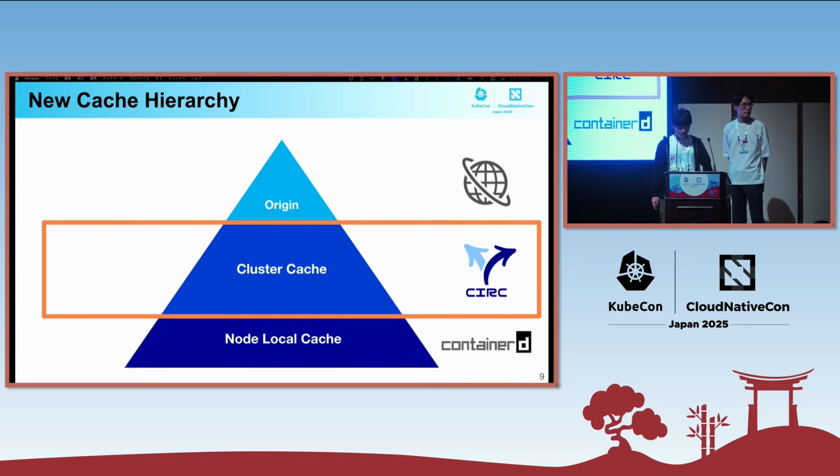And the answer to that question is yes. The cluster-level cache we thought of is exactly what we developed: CIRC, which stands for Container Image Registry Cache. As you can see in this updated hierarchy, CIRC sits between the node-local caches and the origin registries.